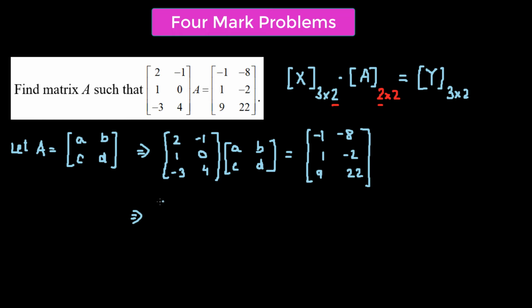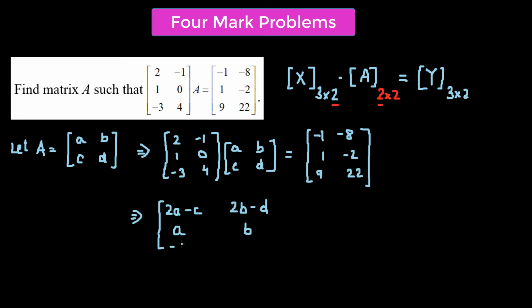So this should give us 2A minus C. We have taken the first row and multiplied it to the first column. Then to find out the second element, we consider the first row and multiply it to the second column. So this will give us 2B minus D. Then we continue. We take the second row and multiply to the first column. So that should give us 1 times A is A and 0 times C is 0, so we don't have to write it. Then to find out the fourth element, we take the second row and multiply to the second column. 1 times B is B and 0 times D is 0. So B plus 0 is B simply.